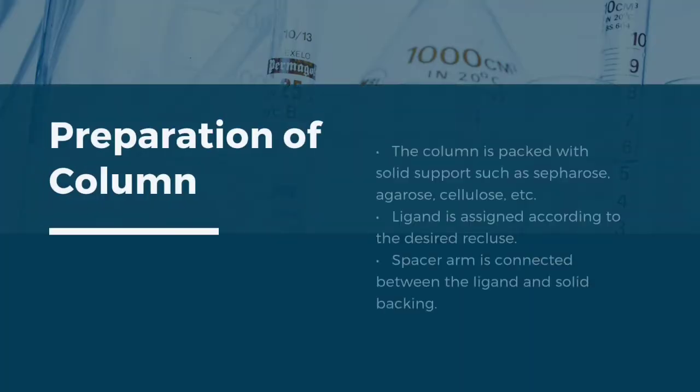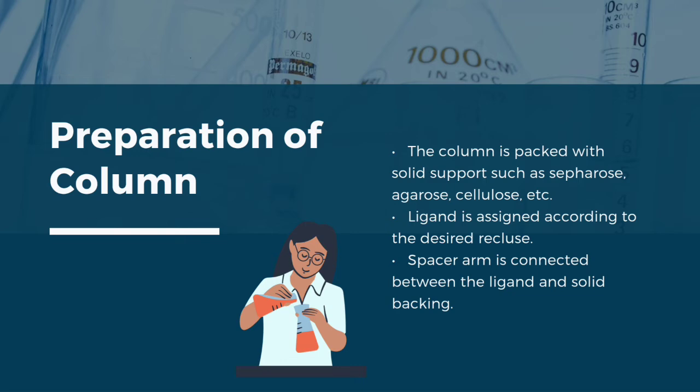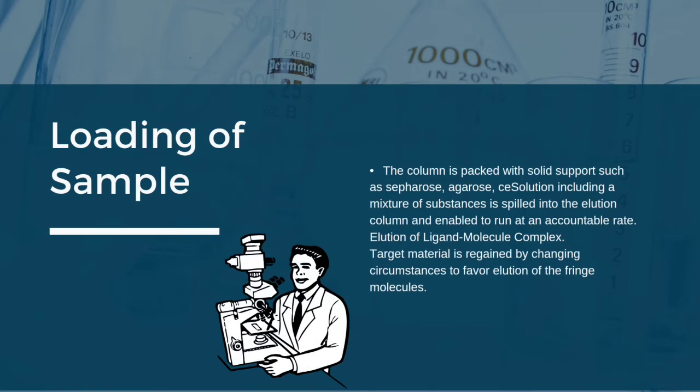The column is packed with a solid support such as sepharose, agarose, cellulose, etc. Ligand is assigned according to the desired isolate. A spacer arm is connected between ligand and solid support. Loading of sample: a solution including a mixture of substances is poured into the column and allowed to run at an appropriate rate. Elution of the ligand-molecule complex: the target material is regained by changing circumstances to favor elution of the bound molecules.